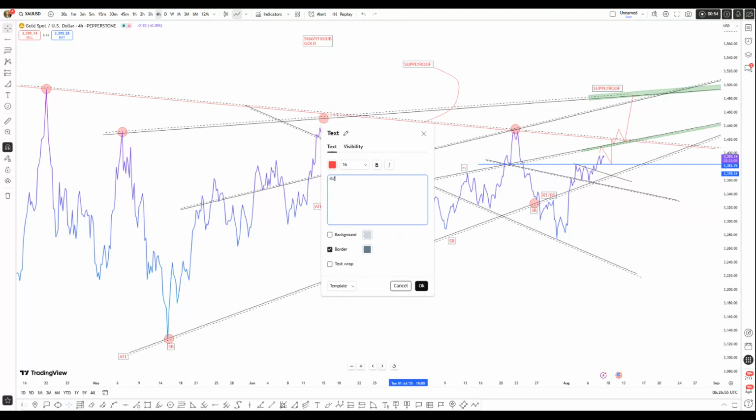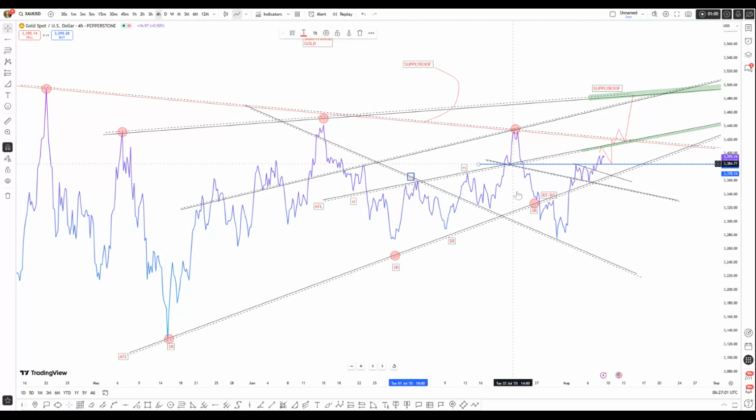So we're working on a time constraint, so we want to close as fast as possible. So we broke a structure, we return here as RT/SR. Support becomes resistance and break of structure after the break of SR.